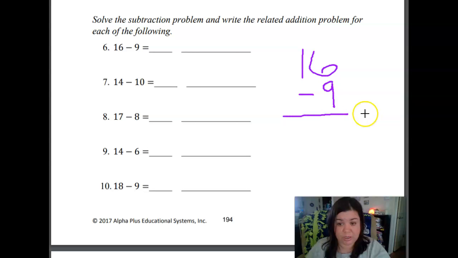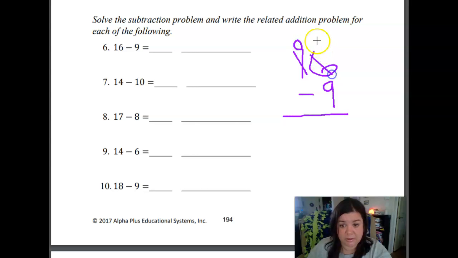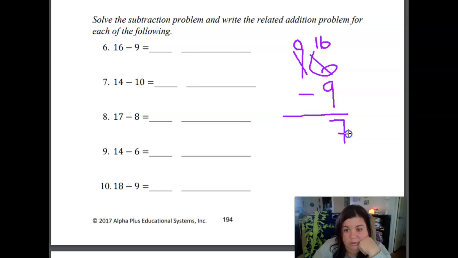Okay, so when we subtract, we can't take 9 from 6, so we've got to borrow 1 from here. That makes that 0. And this becomes 16. So we have 9, 10, 11, 12, 13, 14, 15, 16. So now we're looking at 16 minus 9. That is 7. And then 0 minus 0 is 0. So 16 minus 9 is 7. Okay, now figure out the 2 addition problems.